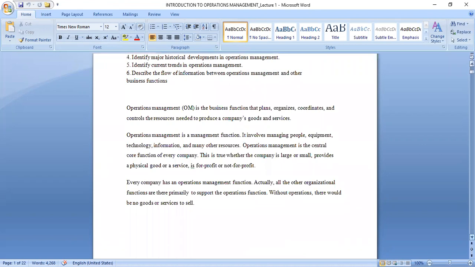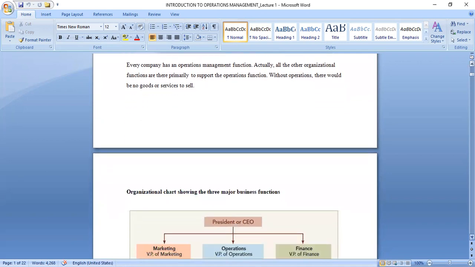So when we talk about operations management, it's a function that involves a number of managerial activities like planning, organizing, controlling, and coordinating, aimed at producing the goods and services of any company or organization. So these activities of planning, organizing, coordinating, and controlling are basically managerial functions. So operations management is a managerial function that is aimed at using people, material, money, machines, and other resources to come up with the goods and services of any organization. And it's a function for all organizations, whether big or small.